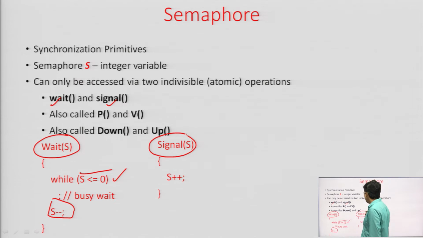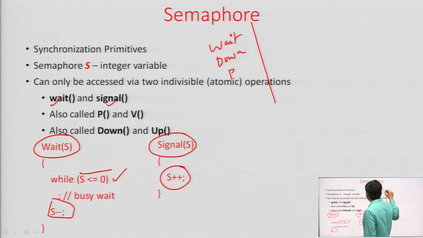So, the wait function checks the value of the semaphore and decrements it. The signal function, after exiting the critical section, increments the value of the semaphore, so that we are allowing the other process to enter the critical section. So, wait is also known as down, also known as P, whereas signal is also known as up and V.